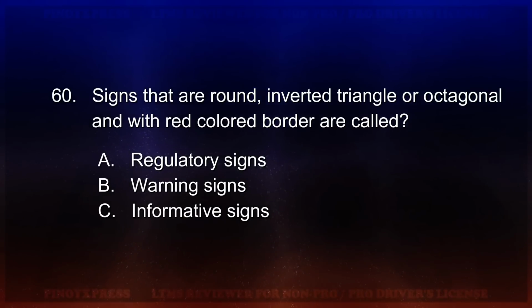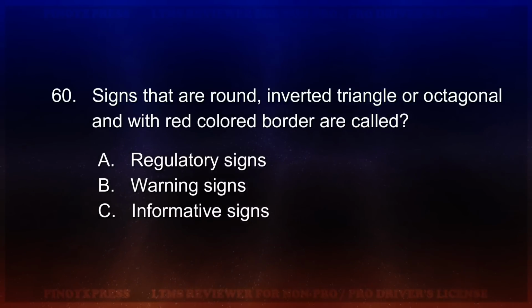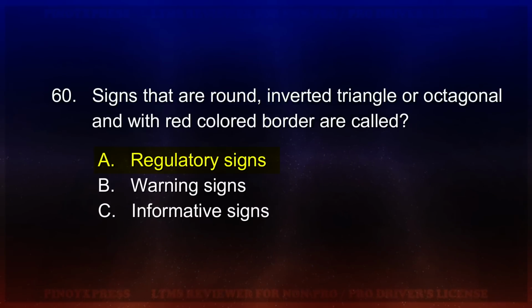Signs that are round, inverted triangle or octagonal and with red colored border are called A. Regulatory signs. B. Warning signs. C. Informative signs. The correct answer is letter A.